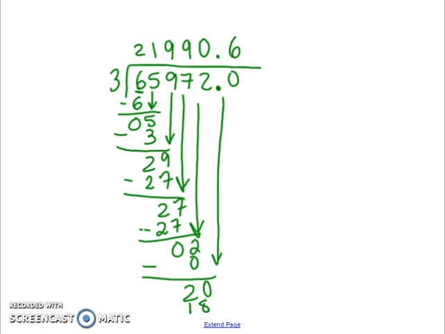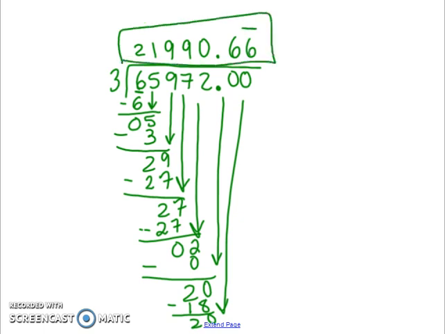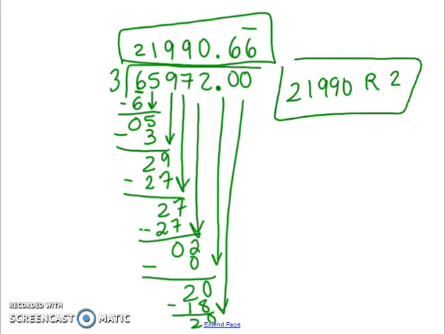6 times 3 is 18. I get 2. So same process as before. So it's going to keep being 20 that I get down there. So it's going to be like 0.66 repeating. So you can write this as that answer. You can also say it's 21990, remainder 2, because our original remainder was a 2. So either one of these will do the job.